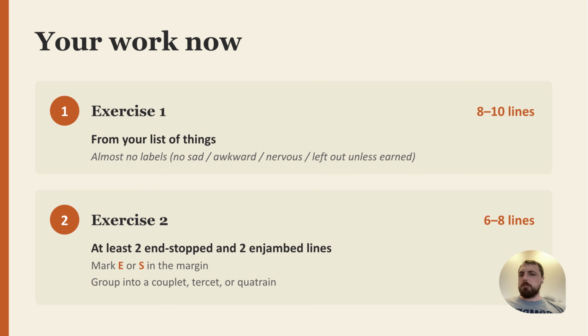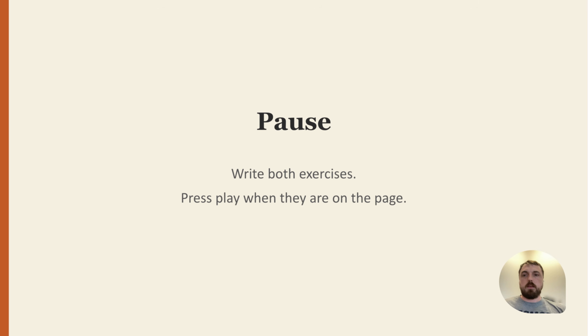After you finish, put a slash at each break and write E or S in the margin so it's clear you meant the break. Then group the lines into a couplet, a tercet, or a quatrain. 1 room is enough. 2 rooms are allowed only if the second thought actually walks down the hall. Don't chop a sentence into confetti and call it style. If the break doesn't change the breath or the meaning, try the cut again.